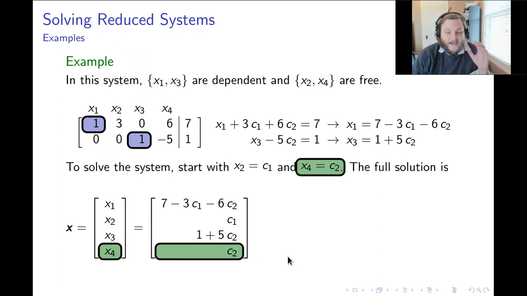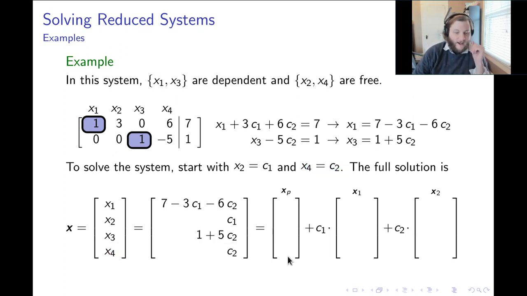Now, we can take this one step further. I always like to separate this solution vector out into its individual parts. One thing to notice about this solution vector is that each entry has three different types of terms. There are terms that are not attached to a free variable. There are terms attached to the first free variable, c1, and there are terms attached to the second free variable, c2. What we can do now is collect all those coefficients into individual vectors.